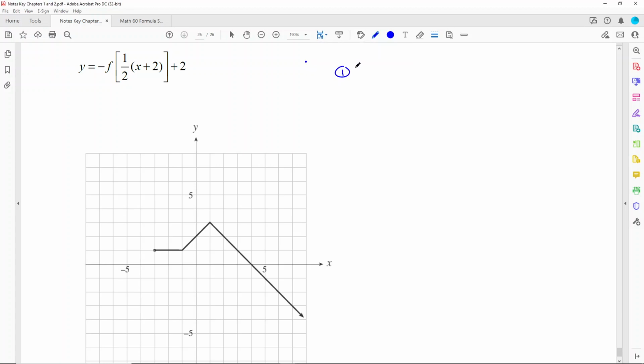Transformation 1, reflection of y values again over x-axis.